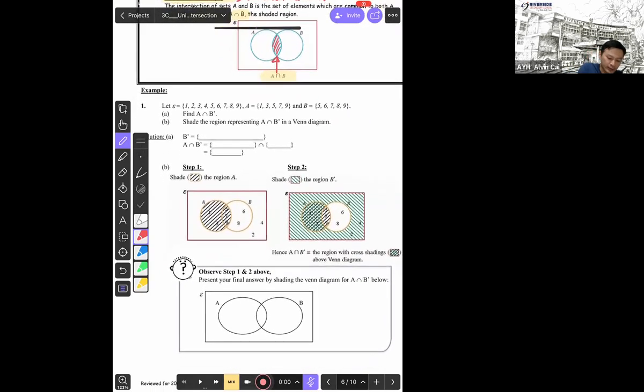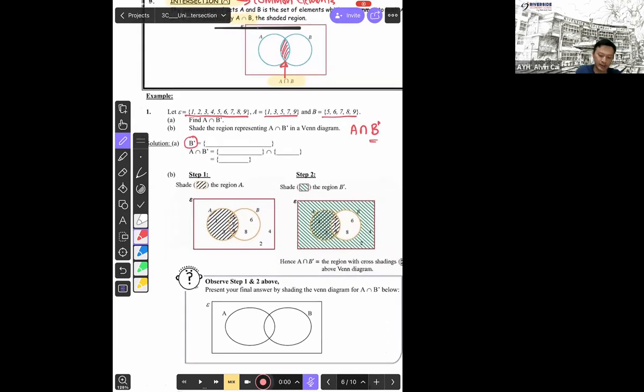We have a universal set 1 to 9. We have a set A, the odd numbers: 1, 3, 5, 7, 9. And we have a set B: 5, 6, 7, 8, 9. The first question asks us to find A intersect B complement. Before we can look at this, we have to know what B complement is. So if you look at the solution, the first step is to find B complement.